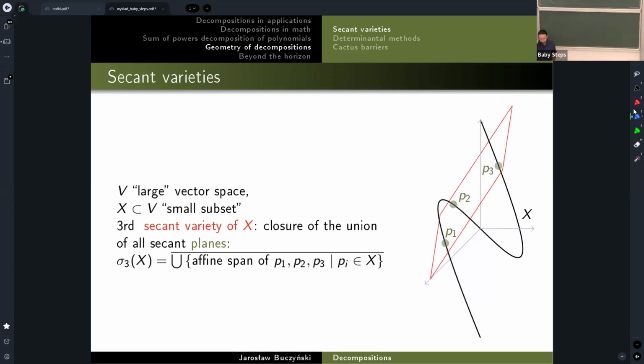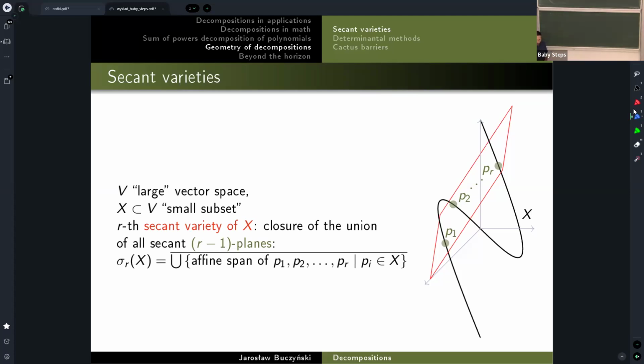In the same way, I can do the third secant variety, where I take 3 points, take the affine span, and then add in the closure. In the previous case, in the closure, I could only get tangent lines, essentially, up to some assumptions on X. Here, already in the third secant variety, the number of types of points that can appear in the limit is much, much richer, and the limits get more difficult. And of course, if we did it for 2 and 3, we can do it for any R. The R-th secant variety is just the closure of the union of all the secant (R-1)-planes, the affine spans of R points.